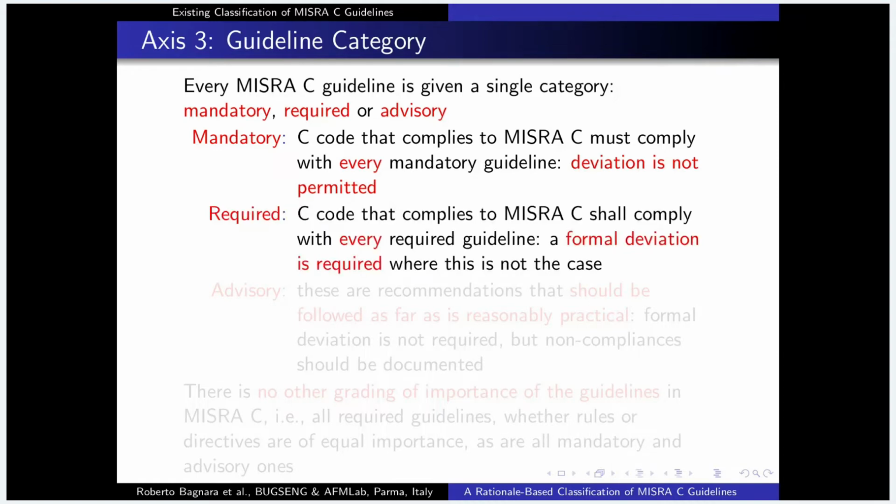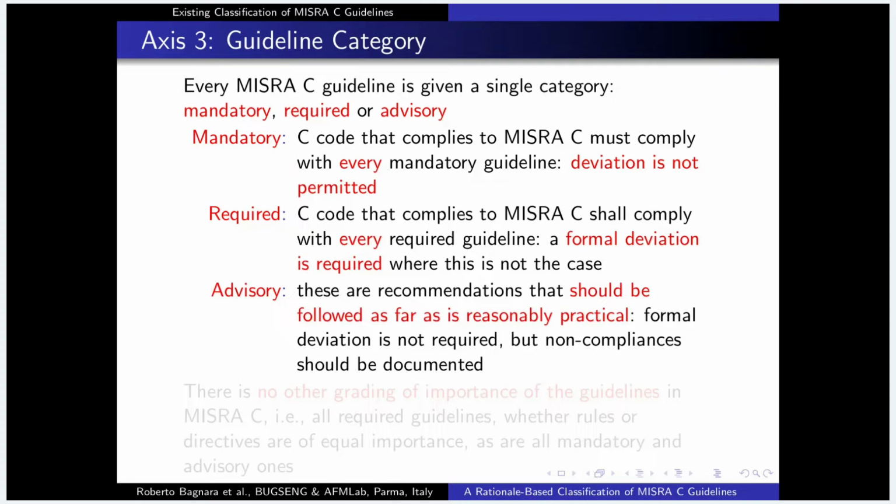Required, you have an option. You may comply basically in two ways. You may have your code complying or your process complying with the guideline, and otherwise you will have to raise a formal deviation. Formal meaning that it has to be a written deviation. You must come up with a written argument on why safety is not compromised, even if you are not observing the rule in one instance or in several instances. Advisory guidelines are recommendations, so they should be followed as far as it's practical to do so. And formal deviation is not required, but non-compliance should be documented.